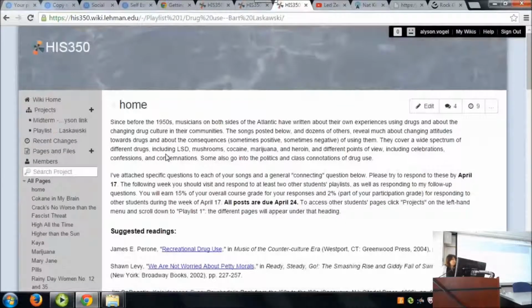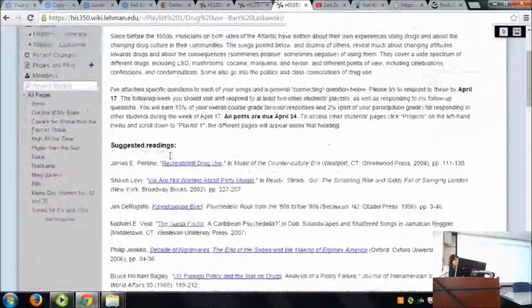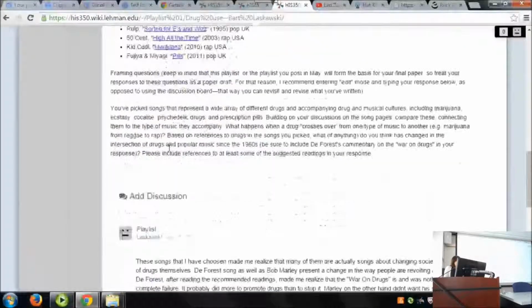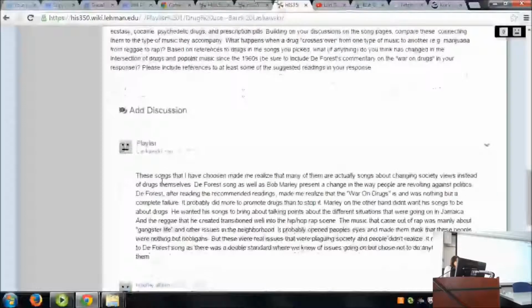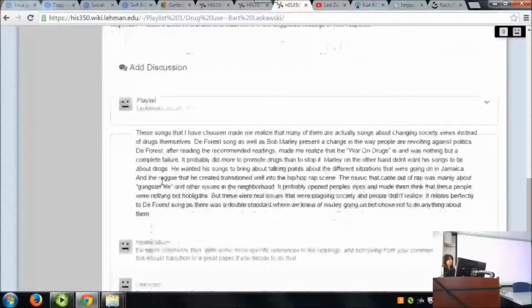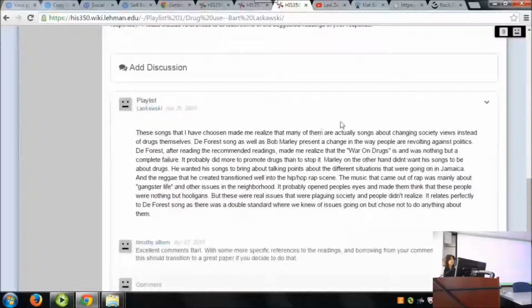Now this particular group, I think, chose drug use. So, again, these are the readings for it, the songs that went with it, and then he asked framing questions. So the student writes, the songs that I have chosen made me realize that many of them are actually songs about changing society's views instead of drugs themselves. And many of them in the drugs group did figure that out. They realized that it was a societal change over the fact that it was the drugs, which is something huge in terms of their own understanding of history and how it's portrayed and what we believe.